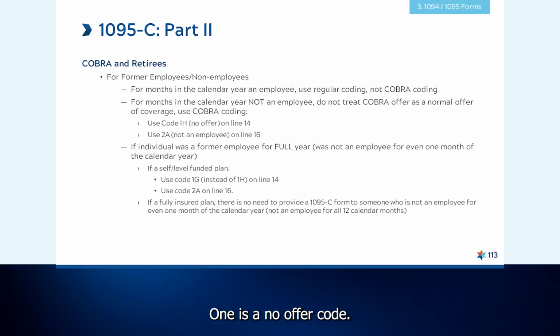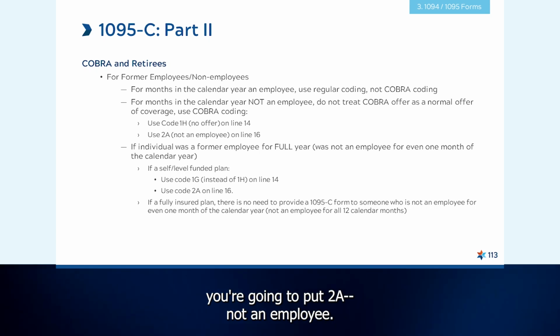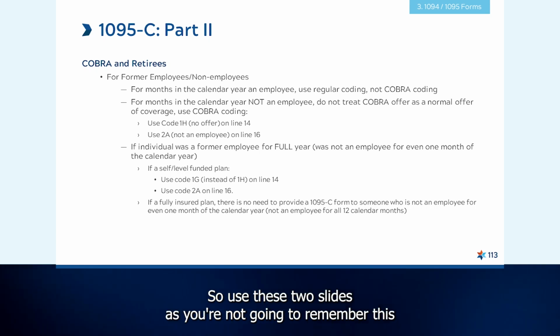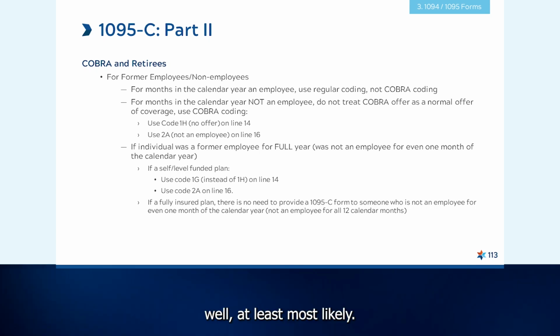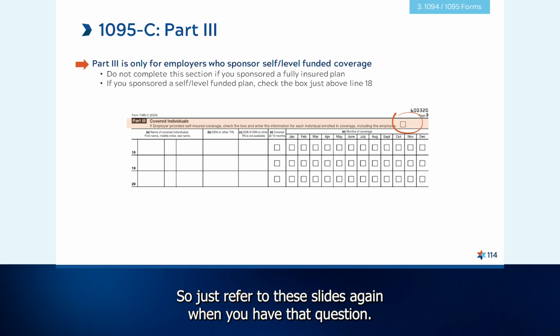1H is a no offer code. Even though they're on COBRA, you're going to put 1H. And on line 16, you're going to put 2A, not an employee. So use these two slides, as you're not going to remember this, well, at least most likely. So just refer to these slides again when you have that question.